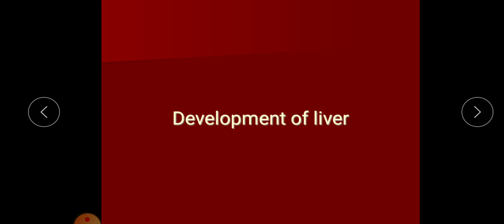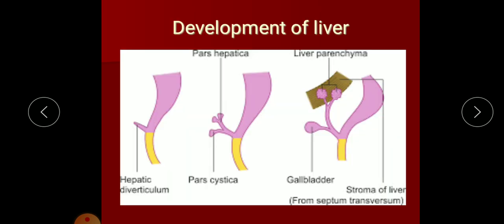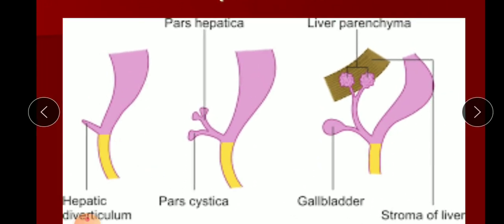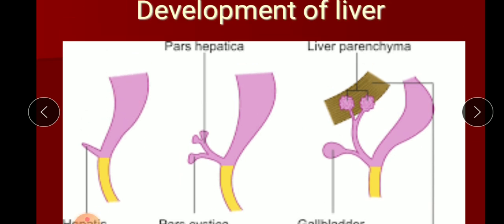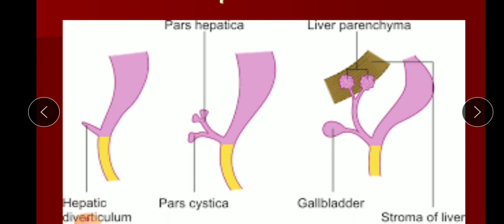So first is the development of the liver. Where does the liver develop from? I told you it is a derivative of the foregut, in the distal part of the foregut. What you see here is the foregut region and this is the midgut. In the distal part of the foregut, you find a small diverticulum coming, and that is termed the hepatic diverticulum.